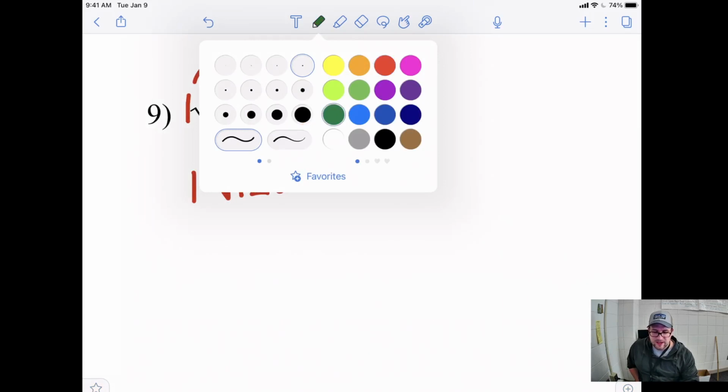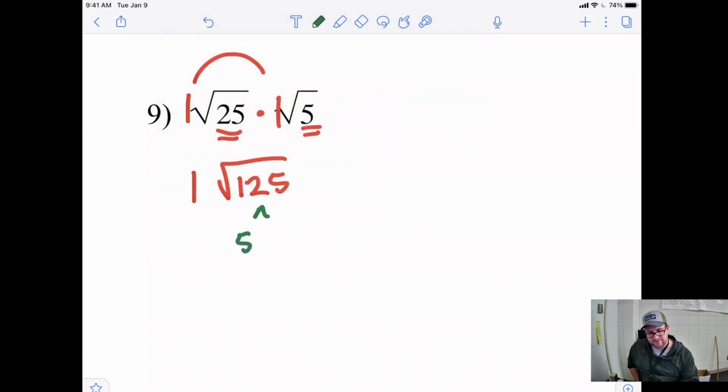So coming on over to simplify, 125 is going to be 5 and 25. 25 is 5 and 5. So we can rewrite this. We got our 1 on the outside. We're going to have our square root.